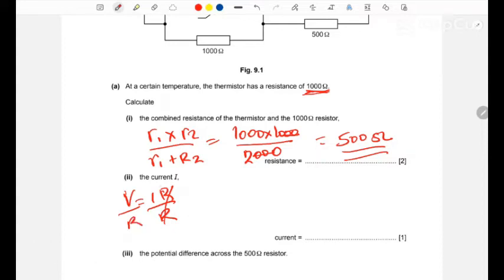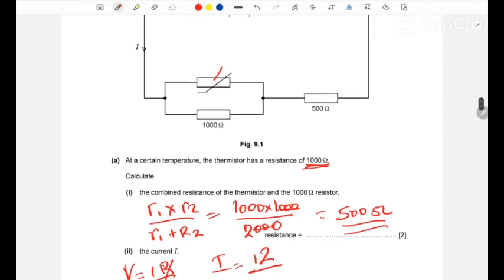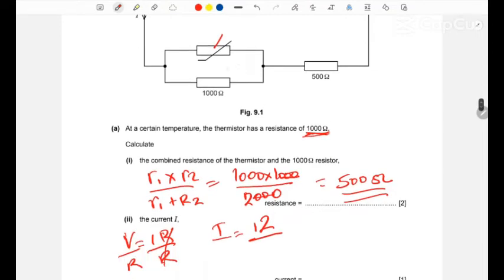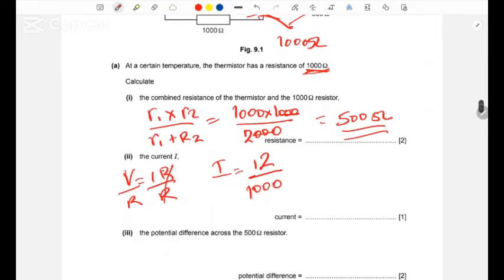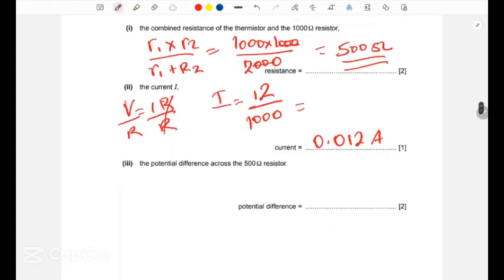So I is equal to V over R. The voltage is going to be 12. Now the resistance over here is going to be 500 ohms. Since it's in series with the 500 ohms, we can just add them, giving us 1000 ohms of resistance. That's the total resistance in the circuit. So we can do 12 over 1000, which is the total resistance. That's going to be 0.012 amps. That's the current inside the circuit.